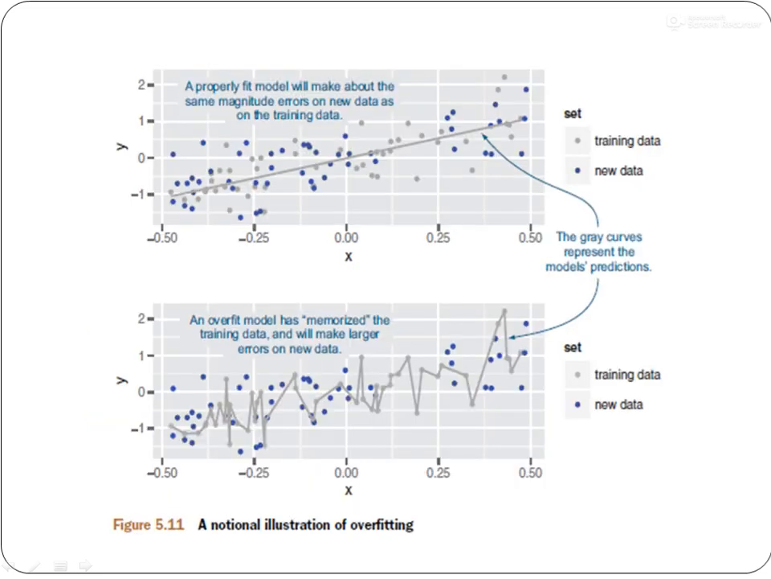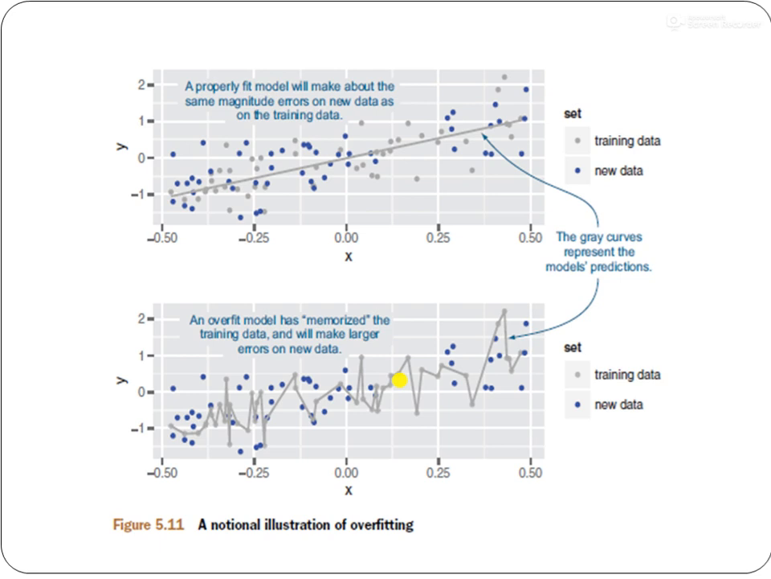So here you can see how the model causes overfitting. Here the training data is shown by ash dots, the blue dots show new data, and the gray curve is our model predictions. A properly fit model will make about the same magnitude of errors on new data as on training data. If the error is more, that means the model is overfit. An overfit model has memorized the training data and will make larger errors on new data.